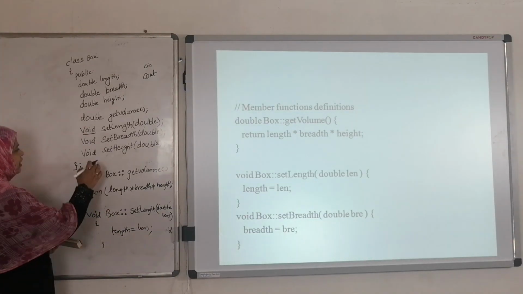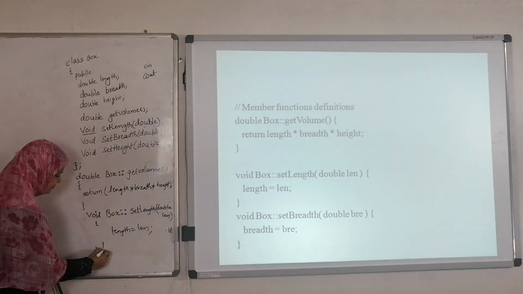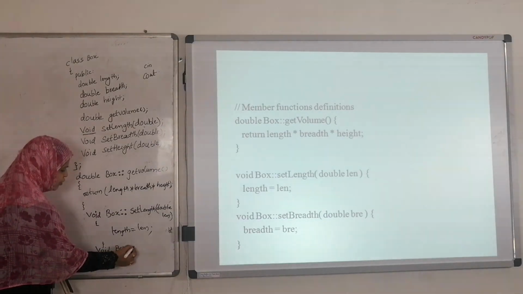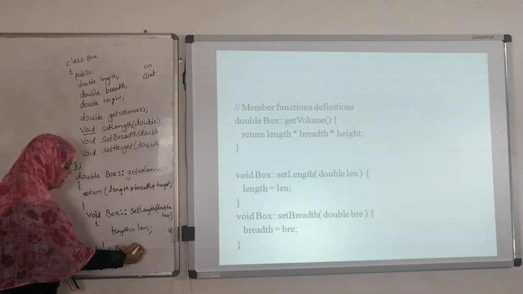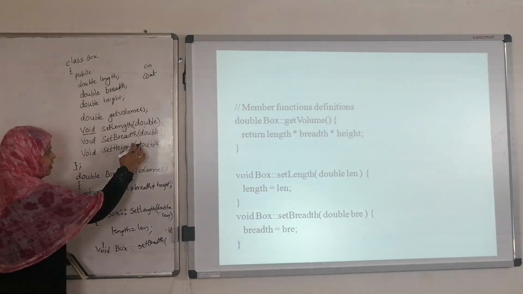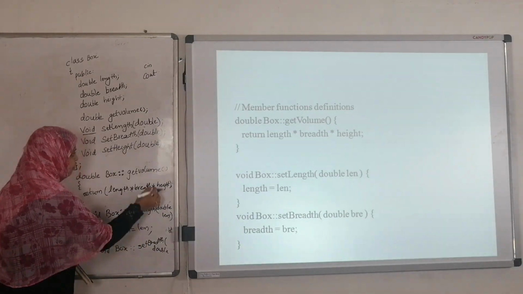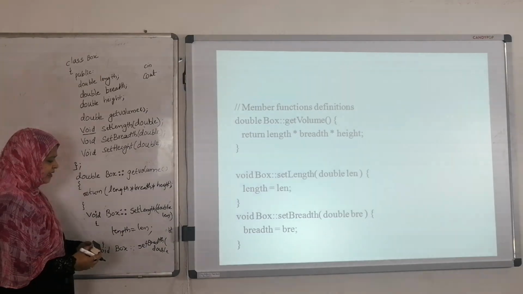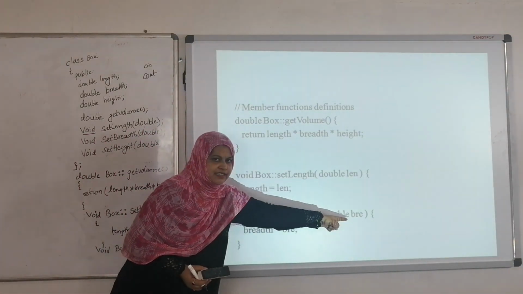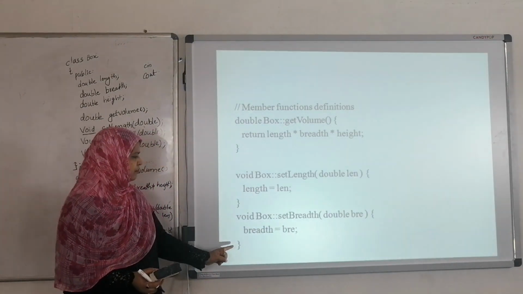What is the next one? Void set breadth. Here what is the return type? Void. What is the class name? Box. Scope resolution operator. Function name set breadth. We have to pass one parameter, that's the reason double. What is the data type of that particular parameter? Double. I am going to define here a variable named BRE. So breadth equals BRE and closing the braces.